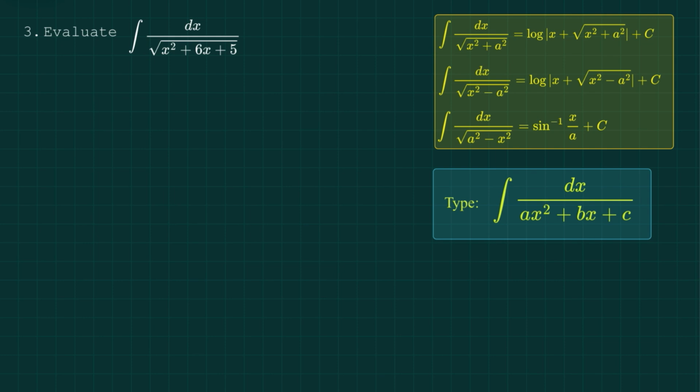Question number 3. Evaluate dx over the square root of x squared plus 6x plus 5. Now this is in the form of 1 over the square root of a quadratic equation. So just like in the previous video, here also we will try to make this quadratic equation into the sum or difference of perfect squares. For that, at first we have to see whether the coefficient of x squared is 1 or not. Here the coefficient of x squared is already 1, so that's good.